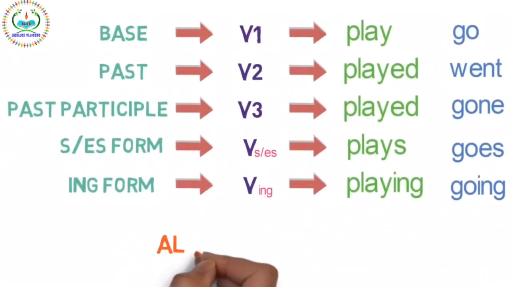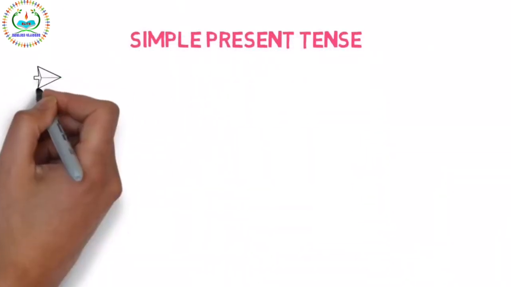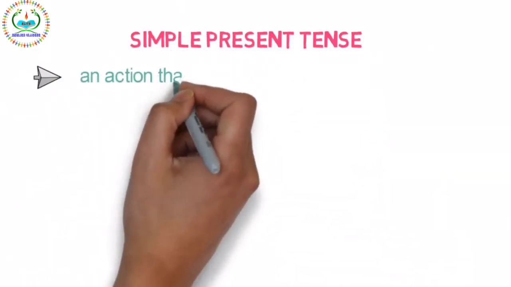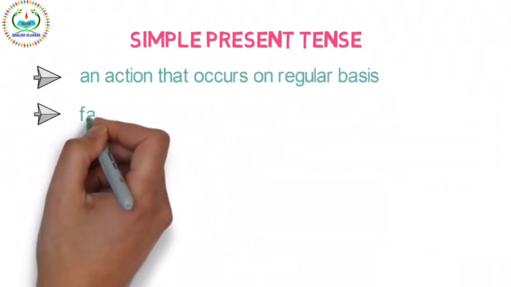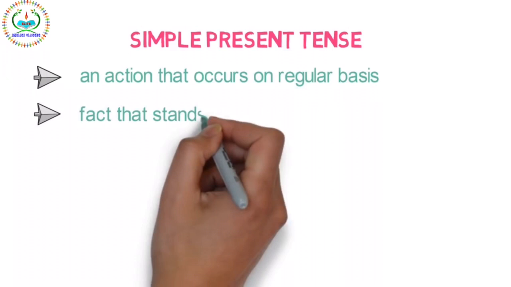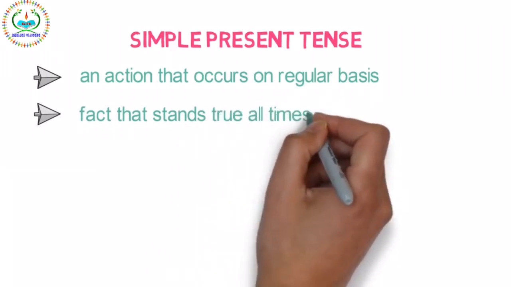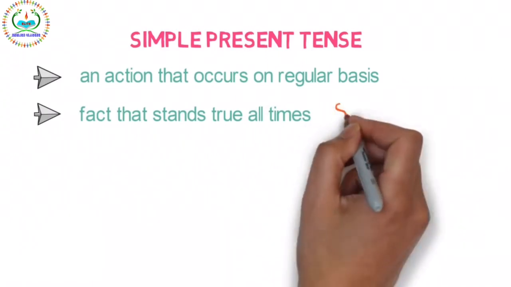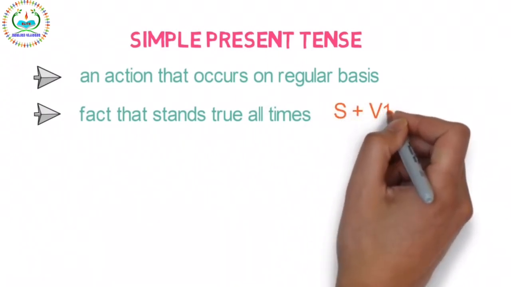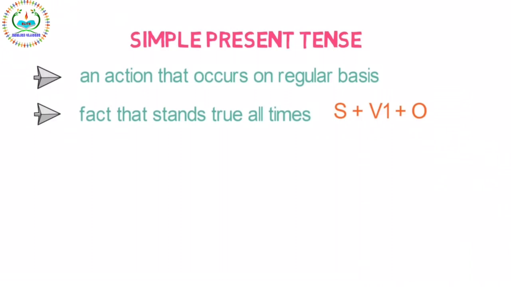First, we will look into all the simple tenses. Simple present tense. It refers to any action that occurs on a regular basis or any fact that stands true all the time. The sentence structure of it is subject plus verb's first form plus object.